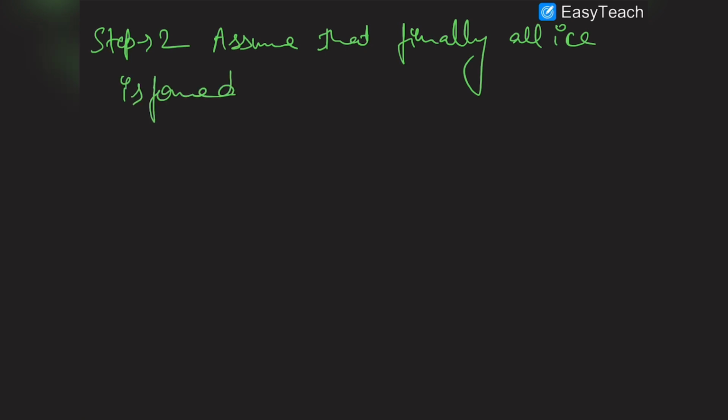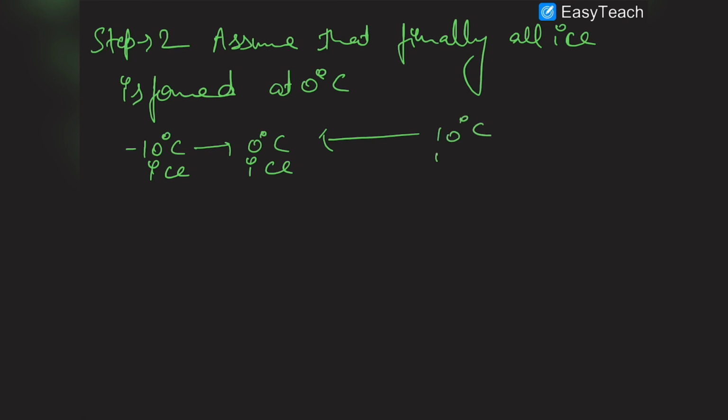Now you can see that in step 2 we have to assume that finally all ice is formed at 0 degrees Celsius. We are assuming that all ice is formed at 0 degrees Celsius. So when all ice is formed, then ice is coming from minus 10 degrees Celsius to 0 degrees Celsius ice, and water is coming from 10 degrees Celsius to 0 degrees Celsius ice.